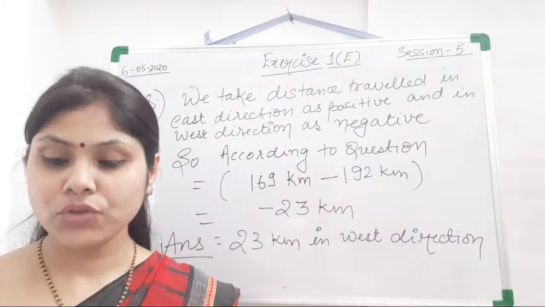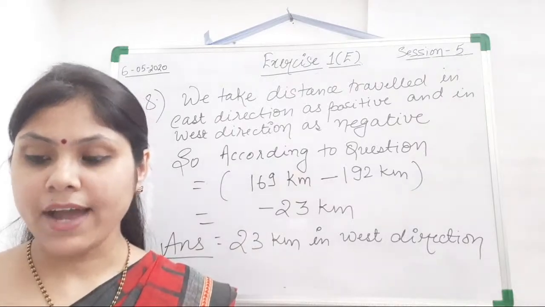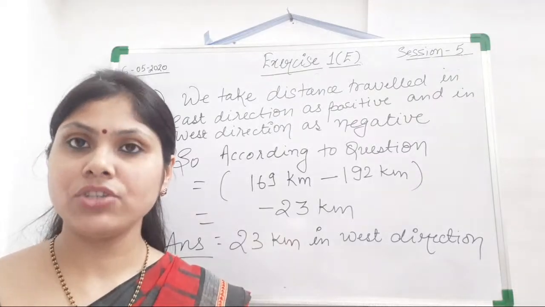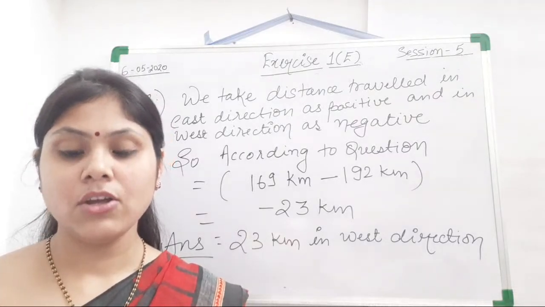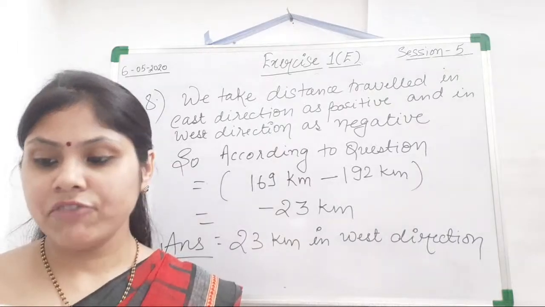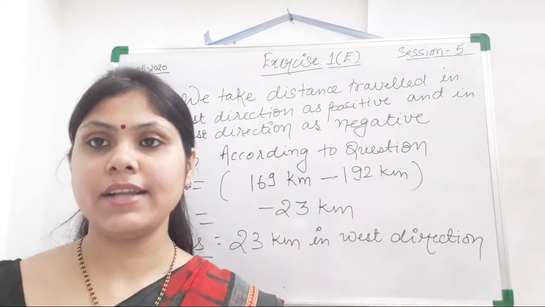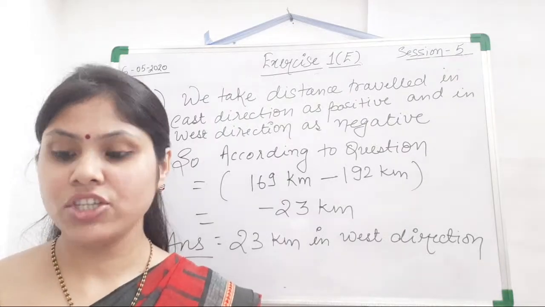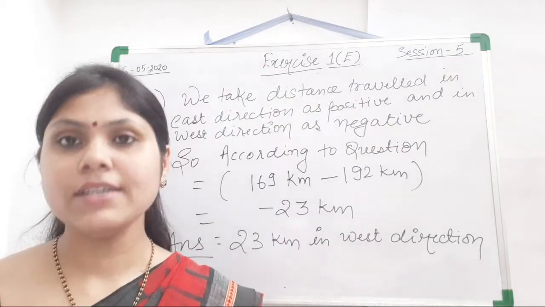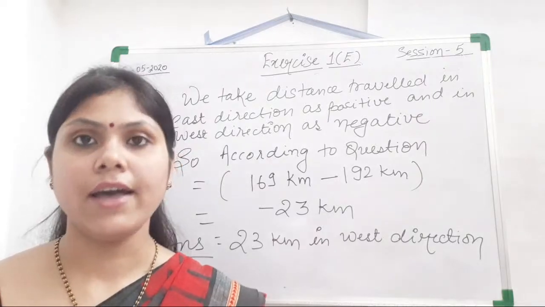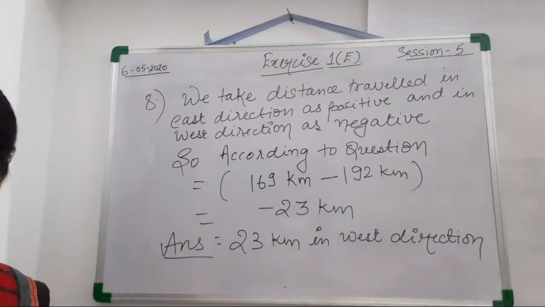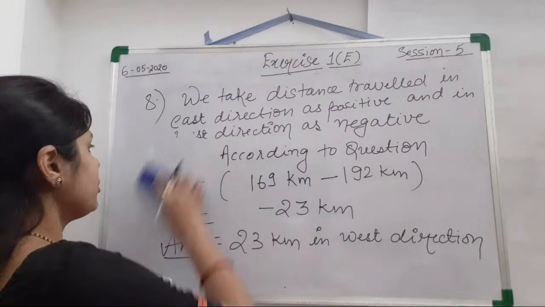That means what you will do, you will subtract the average night temperature of the desert region from the average day temperature of the desert region, and you will get the answer. Let us do this question now, the 9th one. Hope you all have done the 8th question. Come to the 9th question.